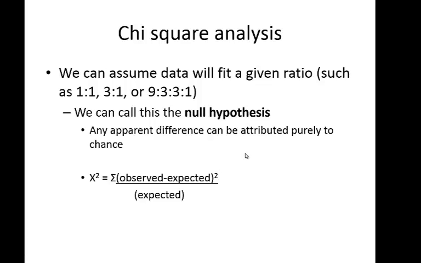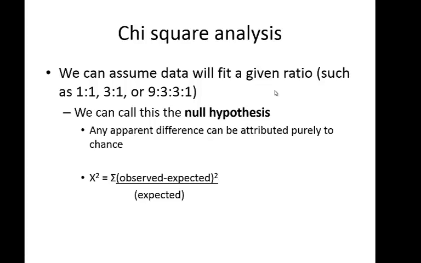So what you can do, first assume that your data is going to fit a given ratio, such as a 1-to-1 ratio, talking about, say, children being boys or girls, a 3-to-1 ratio, we're talking about our standard inheritance dominant recessive, or a 9-to-3-to-3-to-1 ratio if we're talking about the dihybrid traits. We can call this our null hypothesis.